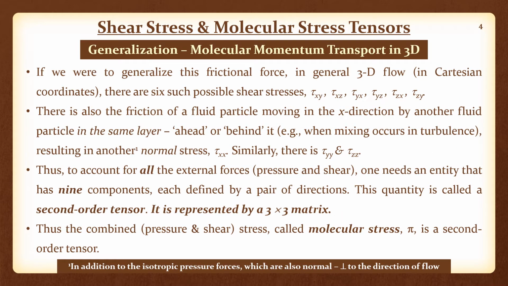Now, if we were to generalize this frictional force in general 3D flow, for the time being in this entire lecture, we will stick to the Cartesian coordinates x, y, z. There are 6 possible such stresses: tau xy, tau xz, tau yx, tau yz, tau zx, and tau zy. There are 6 such possibilities. Now, there is also the friction of a fluid particle moving in the x direction by another particle in the same layer. Simple example I will tell you. Imagine that there is a long queue.